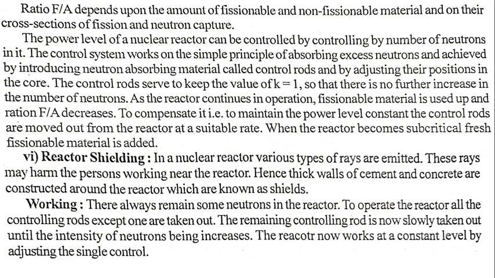The control rods serve to keep the value of k equal to 1 so that there is no further increase in the number of neutrons as the reactor continues in operation. As fissionable material is used up, the ratio F upon A decreases. To compensate for it, that is, to maintain the power level constant, the control rods are moved out of the reactor at a suitable rate. When the reactor becomes subcritical, fresh fissionable material is added.